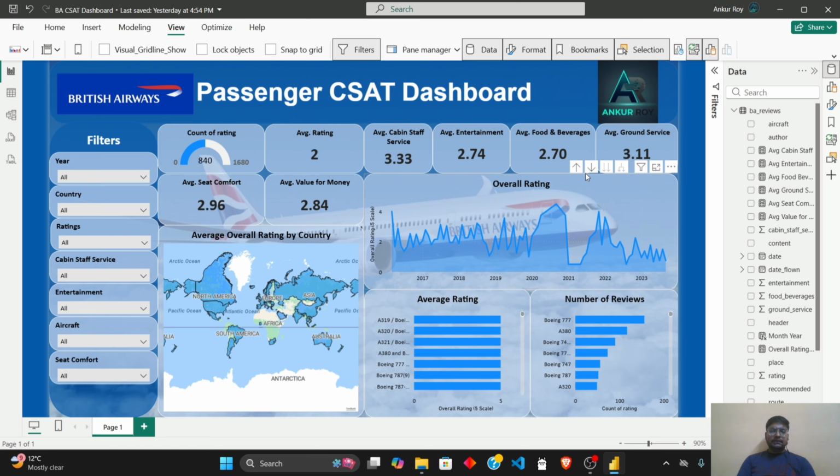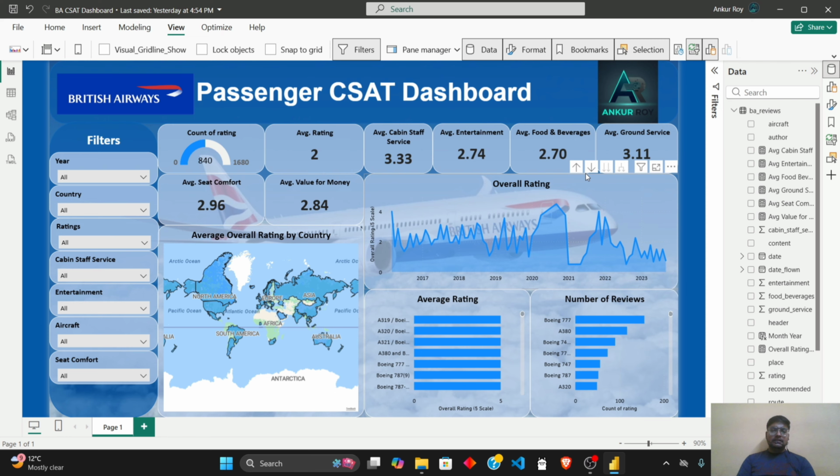When we break down this further, cabin staff service and ground service consistently score higher than the other services. This highlights that human interaction and frontline staff performance are clear strengths for British Airways. Positive crew behavior and smooth ground operations play a major role in shaping passengers' perception.